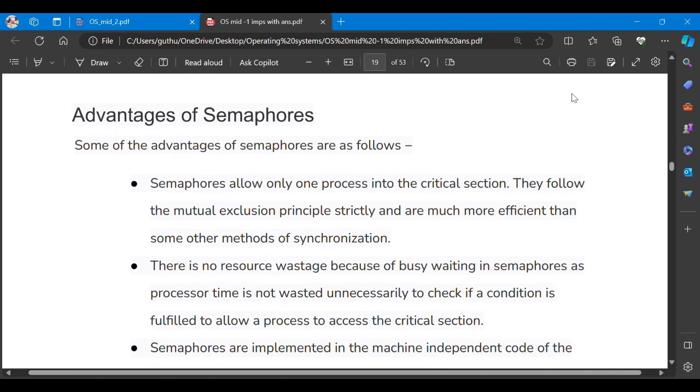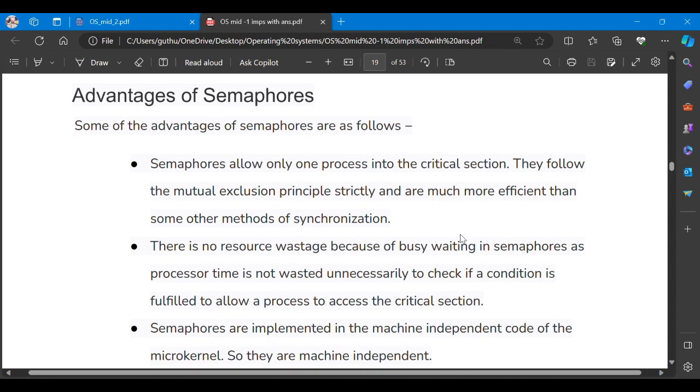And coming to the advantages of semaphores, they only allow one single process into the critical section and they follow the mutual exclusion principle. So what is the mutual exclusion principle? It is basically a program object that prevents multiple threads from accessing the same shared resource simultaneously. A shared resource in this context is like a code element with a critical section, the part of the code that should not be executed by more than one thread at a time.